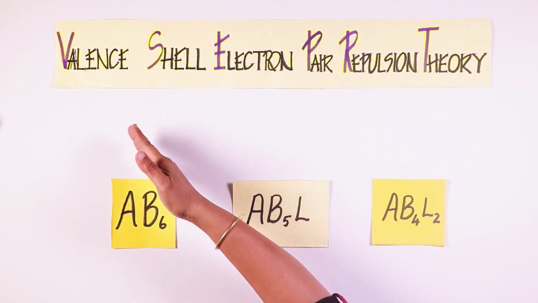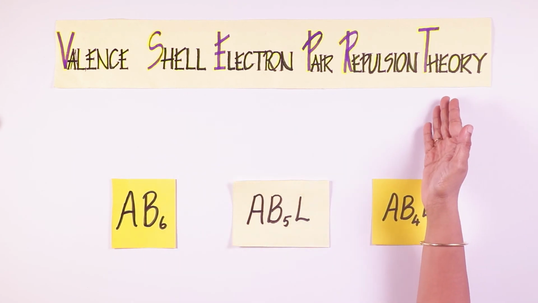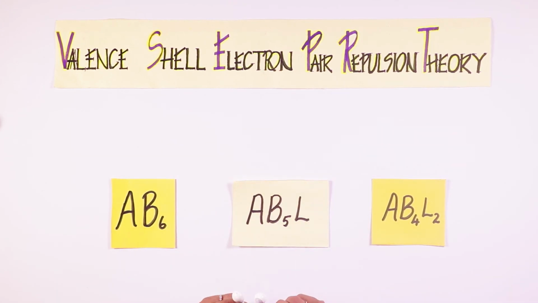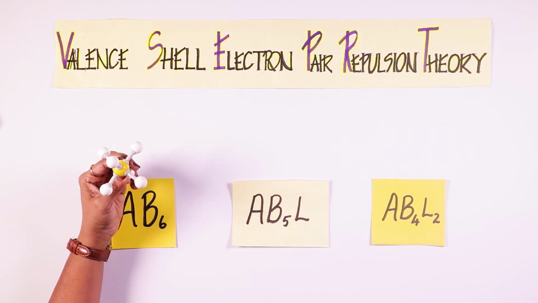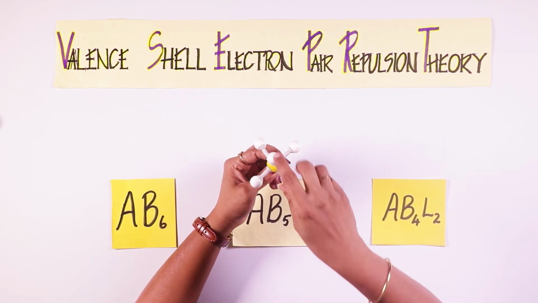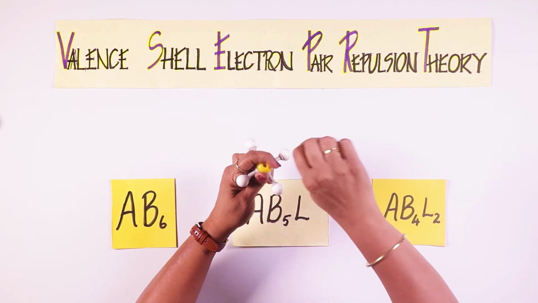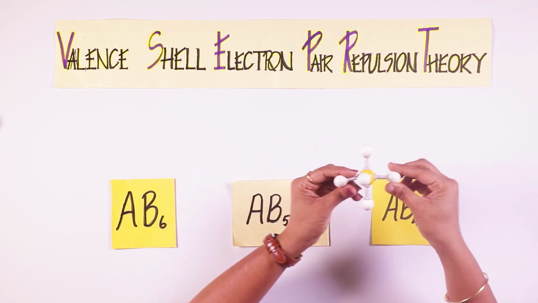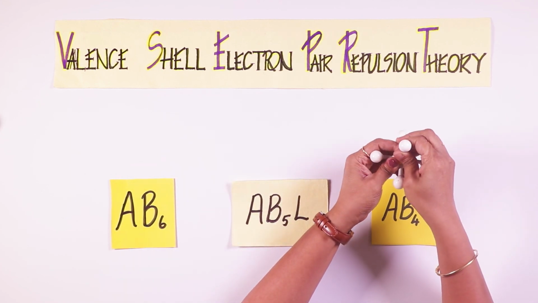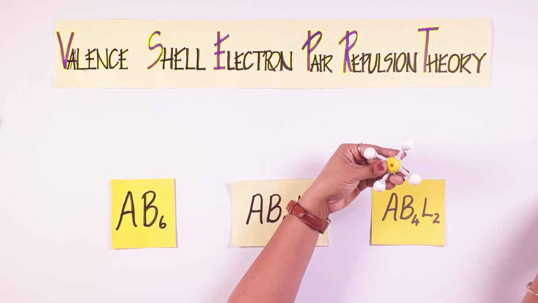To sum up, by valence shell electron pair repulsion theory, let's see the shape of these molecules once again. AB6 will take square bipyramidal or octahedral shape. In AB5L, replace one of them by a lone pair. This becomes a square pyramidal structure. And in AB4L2, if 2 bond pairs are replaced, it becomes a square planar shape.